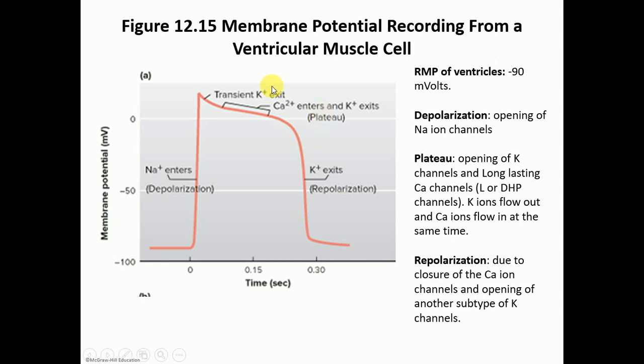Okay, the calcium channels that are here are known as L channels. Also, the L stands for long-lasting, or DHP channels.